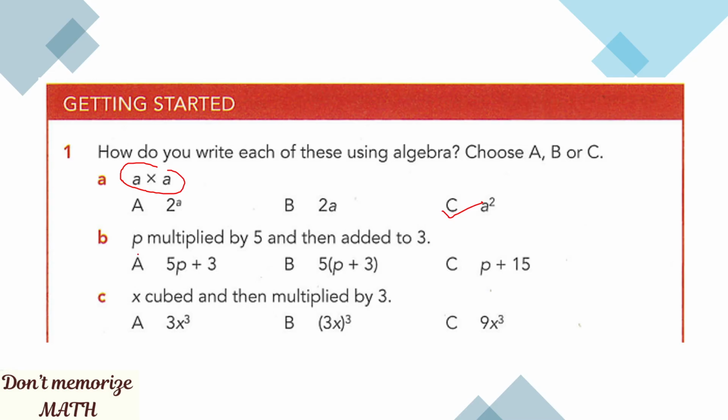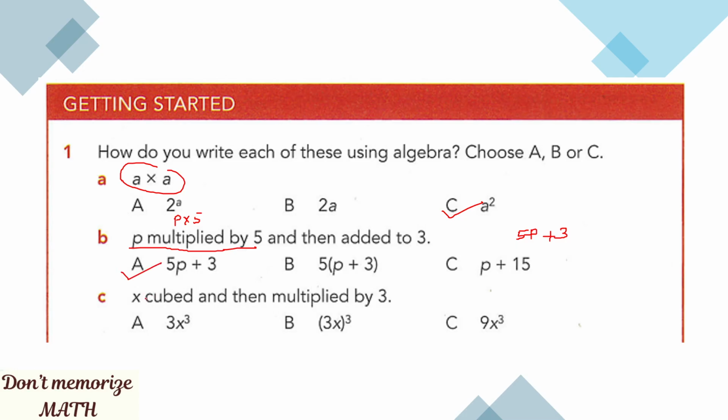Then the next one, P multiplied by 5. So first we are multiplying P by 5. So what is P times 5? Or 5 times P is same as 5P and then added to 3. This 5p we have to add with 3. So the correct option is option A, 5p plus 3.